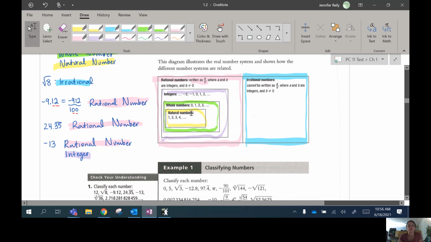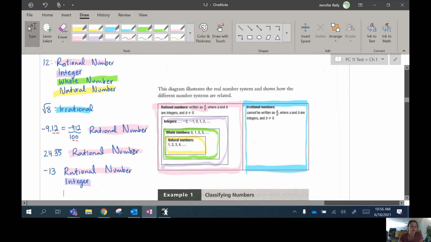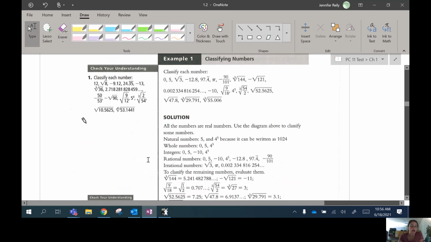And it's not a whole number or a natural number, though, because those don't include negatives. So that's all it is. It's rational, and it's also an integer. Okay, we're going to do one more, and then after this, you can try the rest if you like. The answers are at the bottom there.